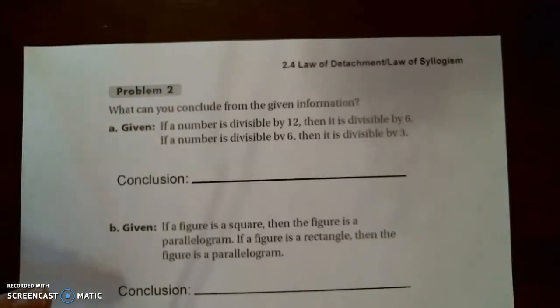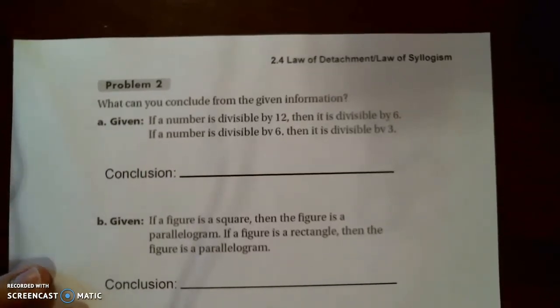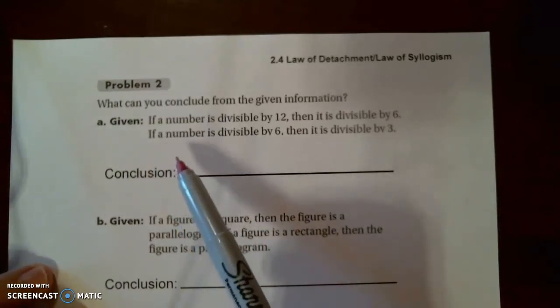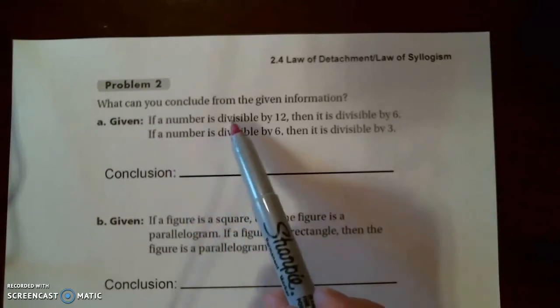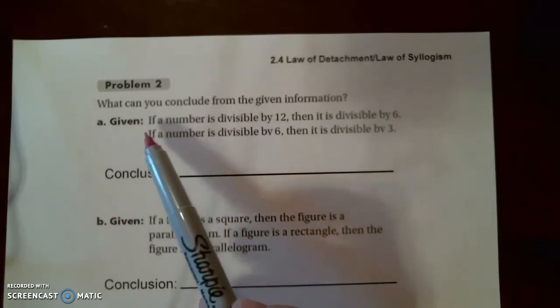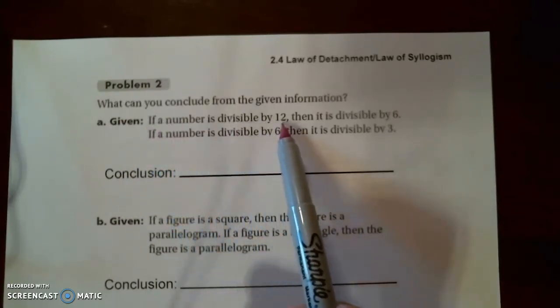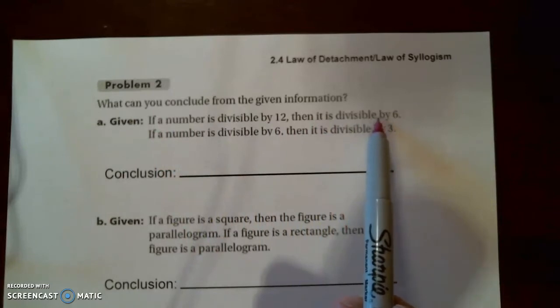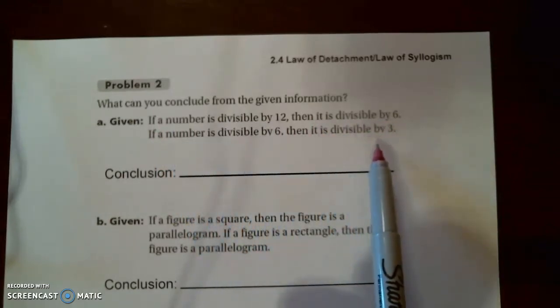Okay, so this next example says, what can we conclude from the given information? Now you're going to notice with these statements, we're not given a third statement. Like we know for sure your number is 18 or your number is 24 or whatever. We're just given the original 2 sentences. So if a number is divisible by 12, then it is divisible by 6. If a number is divisible by 6, then it is divisible by 3.